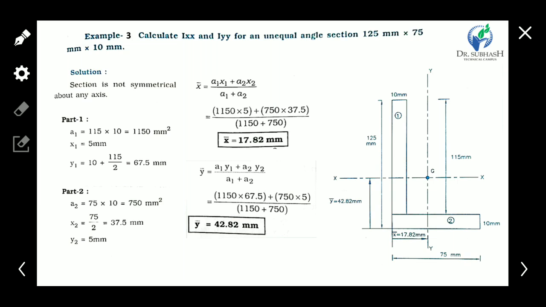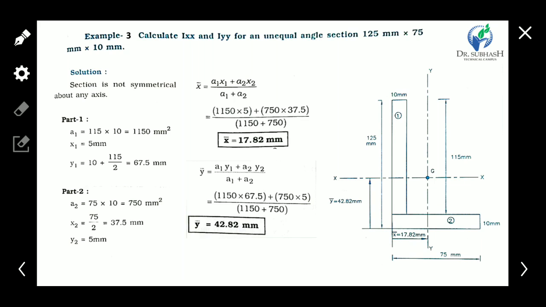Now what we have to do first, as you all know, the first step to find out Ixx and Iyy is to find the CG. To find the CG, we check whether the given area is symmetrical or not, but it's not symmetrical about any axis. So we have to find x bar and y bar with the x bar and y bar equations. First we have to find the area of the first element and x1 of the first element, and the area of the second element and x2 of the second element.